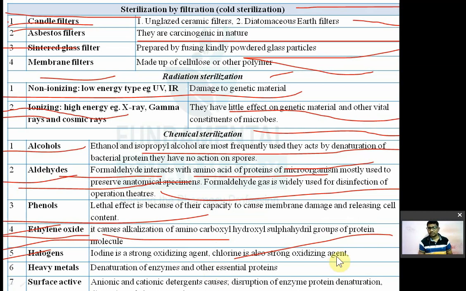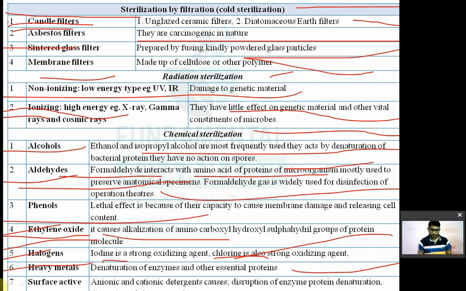तो आप अगर म्युनिसिपल कॉर्पोरेशन का पानी पीते हो उसमें क्या होता है? क्लोरीन होता है, क्लोरीन ऐड करते हैं. तो iodine is also an oxidizing agent. And heavy metals, they cause denaturation of enzymes and other essential proteins of bacteria, and thus the bacteria die.